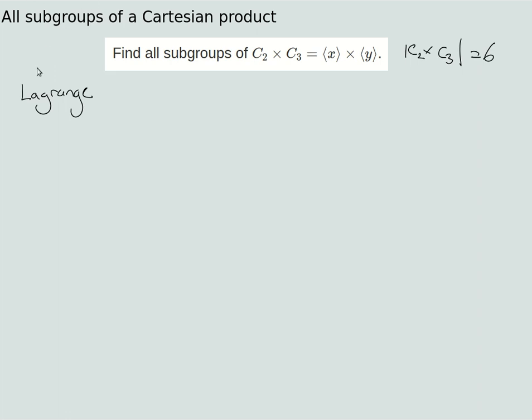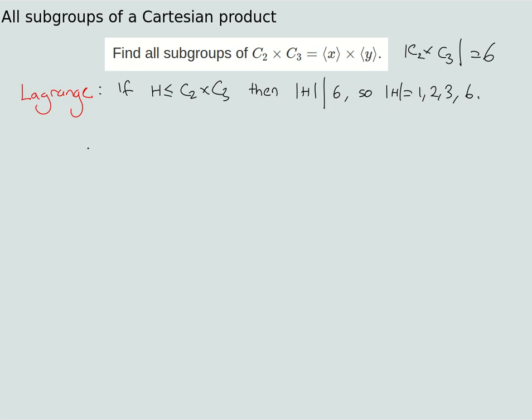So what did Lagrange tell us? Lagrange told us that all subgroups have an order dividing the order of the group. Lagrange tells us that if H is a subgroup of C2 cross C3, then the size of H must divide the size of C2 cross C3, which is 6. So, possibilities. It's got to be a divisor of 6. The divisors of 6 are 1, 2, 3, 6.